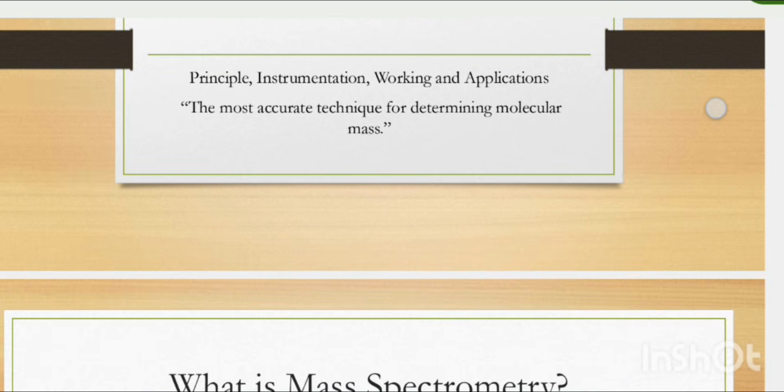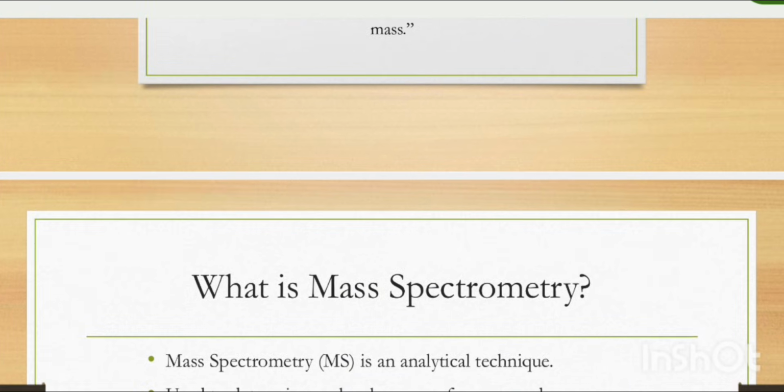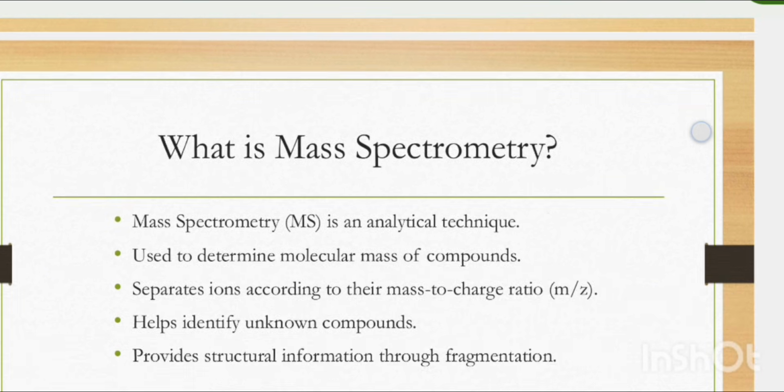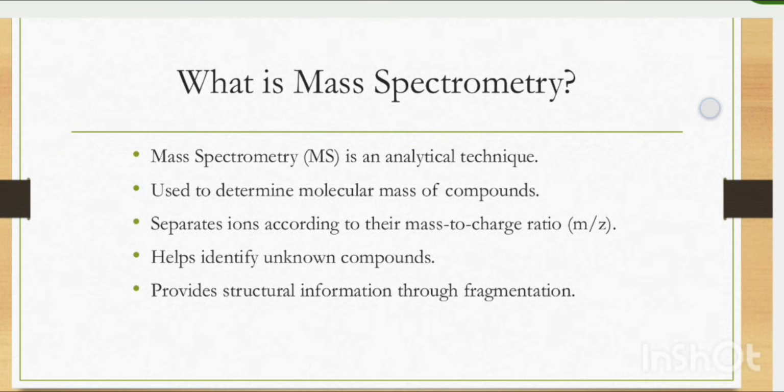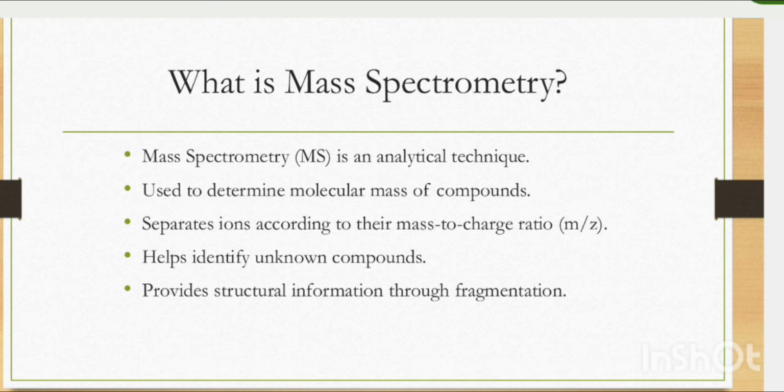What is mass spectrometry? Mass spectrometry is an analytical technique used to determine the molecular mass of a chemical compound. The basic idea is very simple. First, the molecules are converted into ions, then these ions are separated according to their mass to charge ratio, commonly written as m over z or m by z. Using this information, scientists can identify unknown compounds and obtain structural information about molecules.